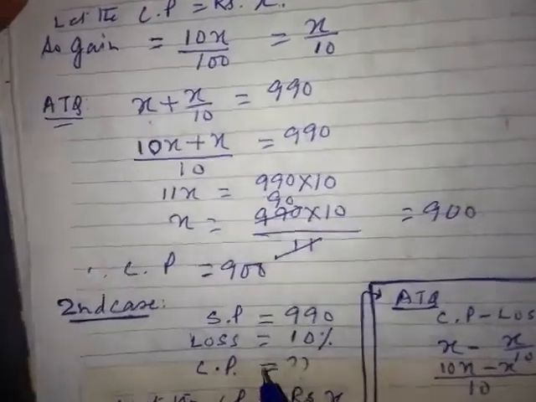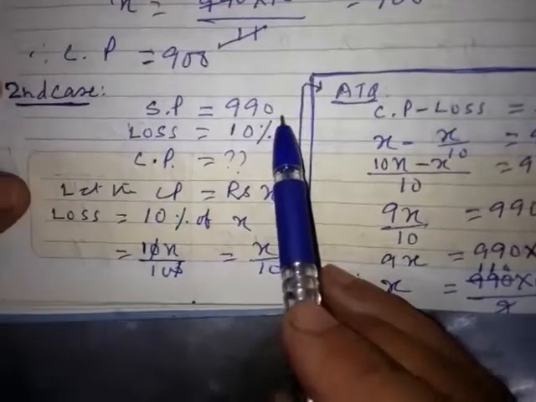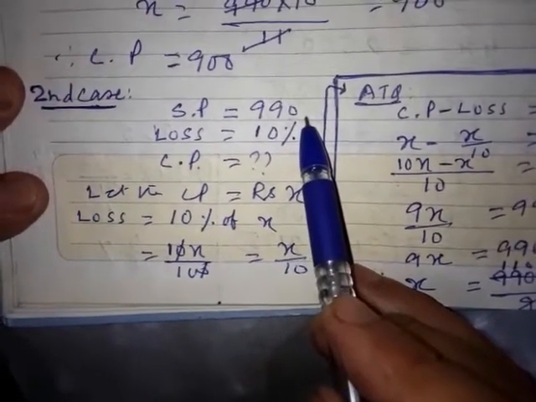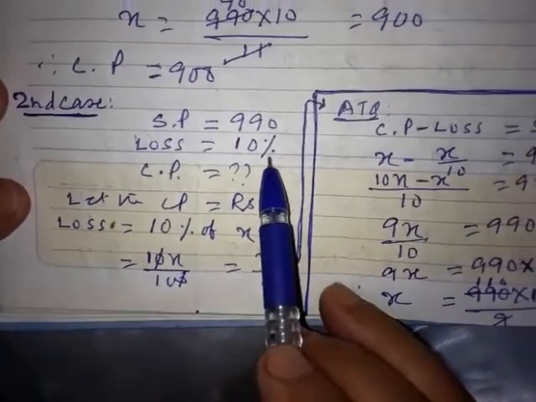Now I'm going to the second case. Same: what is the SP? In both cases SP is 990. Now in the second case, what is the loss? 10%.